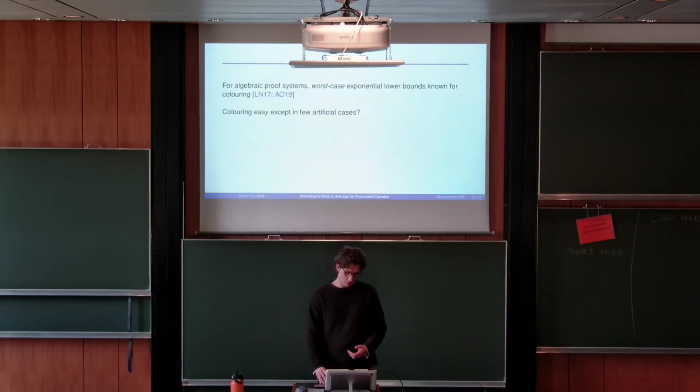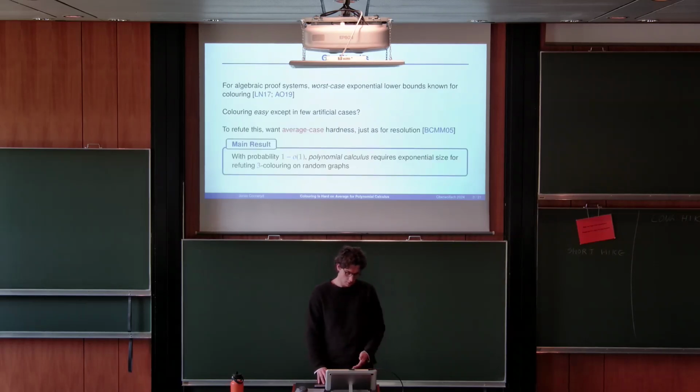So previously what was known for these algebraic proof systems were worst-case exponential lower bounds for coloring. But the instances that are hard sort of come from reductions to other problems essentially. So it was consistent with our knowledge that coloring was actually easy for these proof systems, except in a few artificial cases. Of course, we don't think this is true, but we can rule this out using some kind of average-case hardness result. And this was done previously for the resolution proof system by Beame, Culberson, Mitchell, and Moore, which also implied running time lower bounds on average for state-of-the-art SAT solvers, modulo caveats.